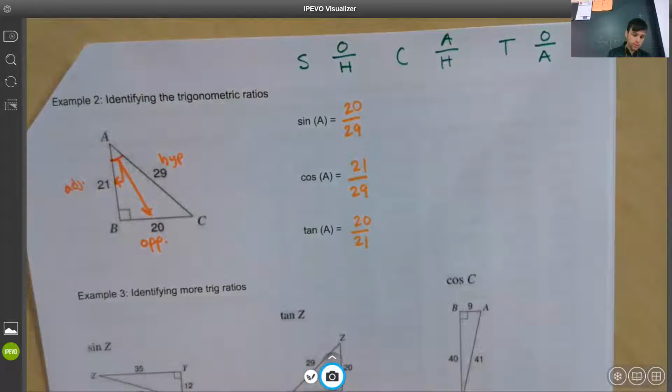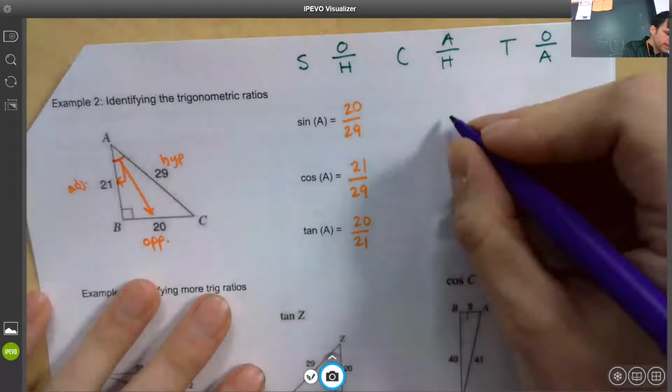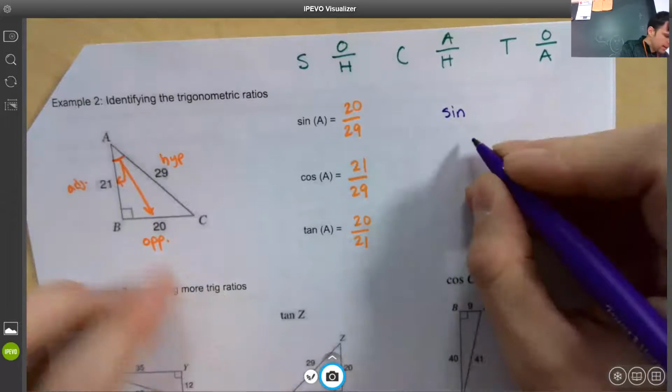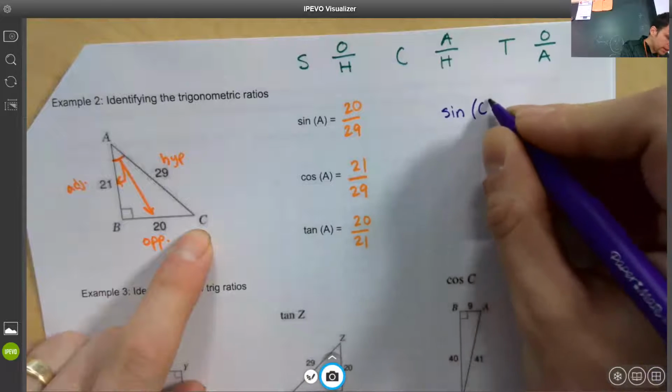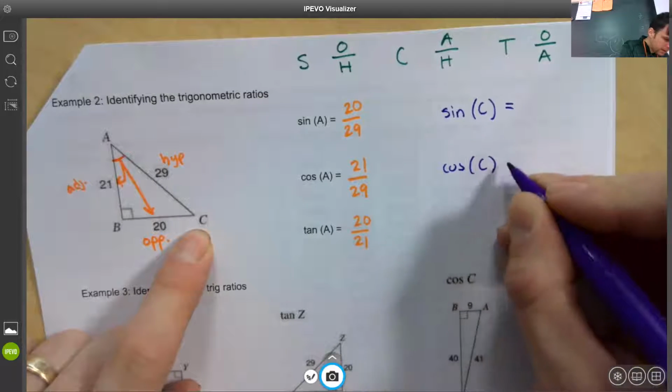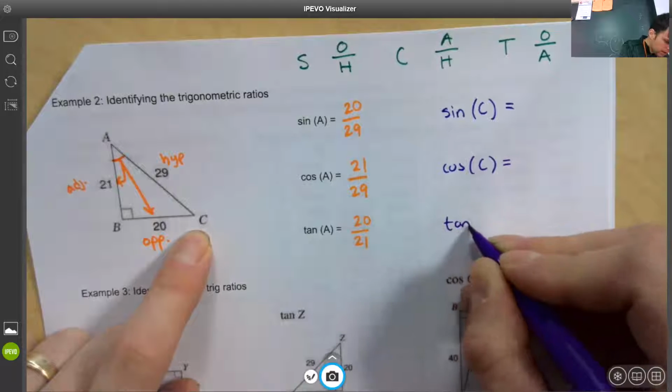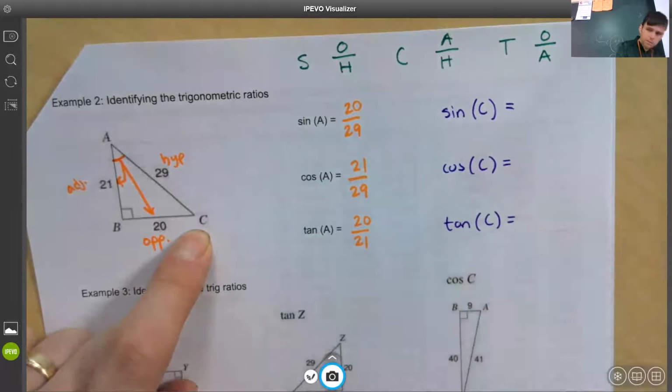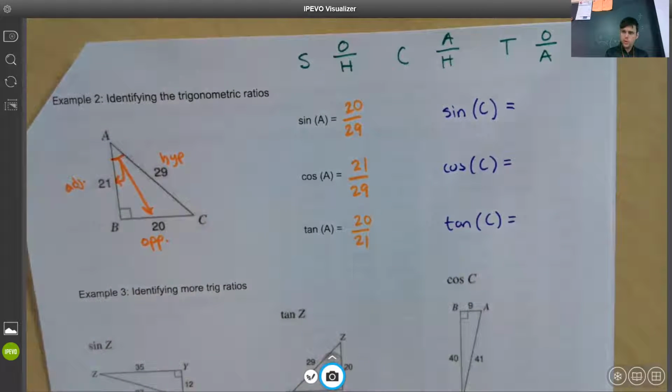Now, really quickly, this was relative to angle A. We could also be asked some very similar questions, but relative to a different angle. And we can see how these change a little bit. So sine of angle C, we can actually use angle C instead. And I'll go ahead and write all those out really quick. At this point, please try to pause and see if you can identify these different ratios relative to angle C.